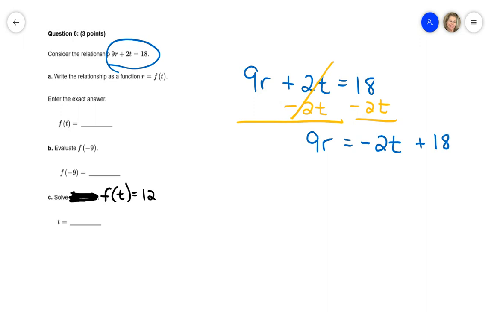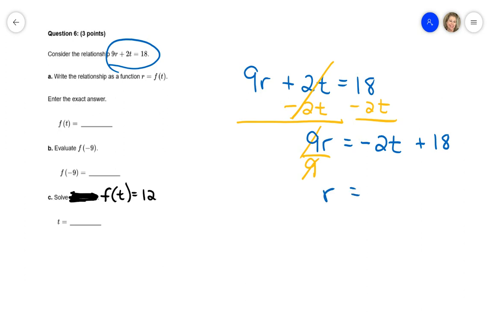This is going to be a linear function, so I'm just kind of used to putting things in the mx plus b form, if you guys remember that. So I put my negative 2t first, but it didn't clarify that, so you can write it 18 minus 2t if you want, but that's the way I did it. And then next, I'm going to divide off this 9, so that cancels, leaving me with just the r.